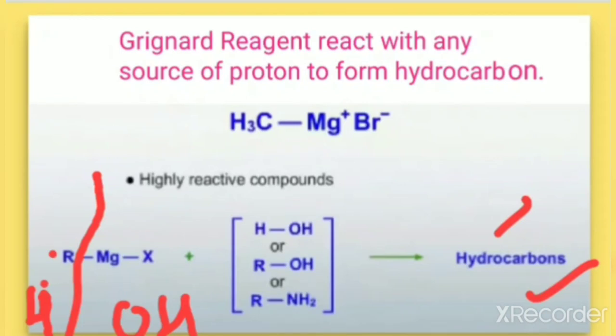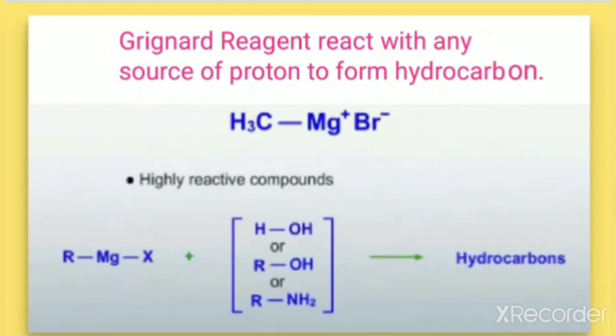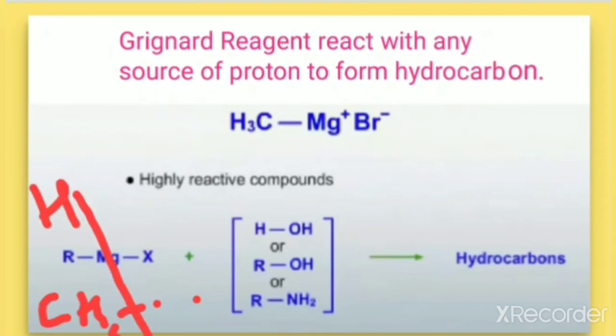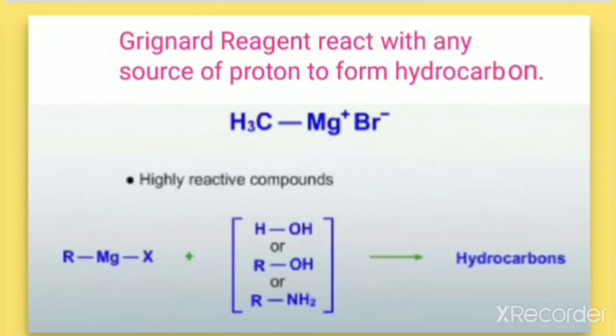So let us take one particular example. If R is our methyl group, CH3MgX, I am not writing it fully, then this bond will break, with one H on this side. CH3 and one H, that is CH4. So the methyl group gets converted into methane. That means the formation of a hydrocarbon, that is an alkane, is formed here. So why does it happen?